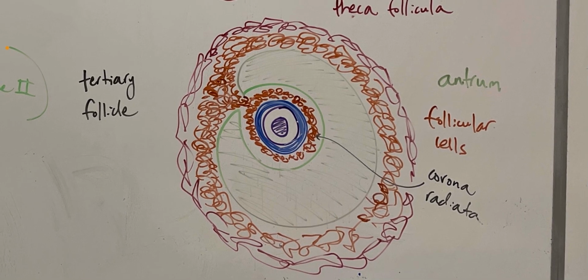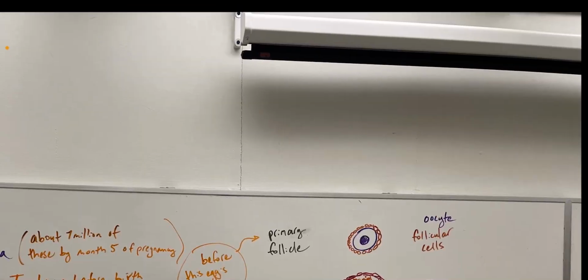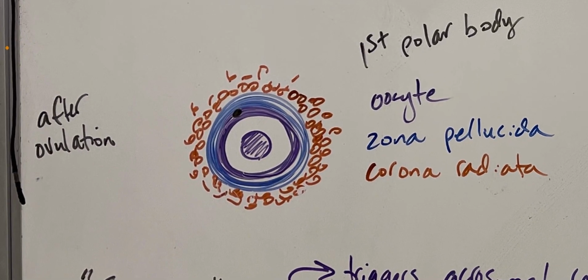Now, when ovulation occurs, what happens is that this mature follicle will migrate to the edge of the ovary, and it will release the oocyte along with that follicular fluid. And what this looks like, so ultimately what is going to get released is this, okay? So the oocyte's still going to be surrounded by the zona pellucida and the corona radiata, which are just follicular cells that are left over. And that is what's going to be released into the oviduct.